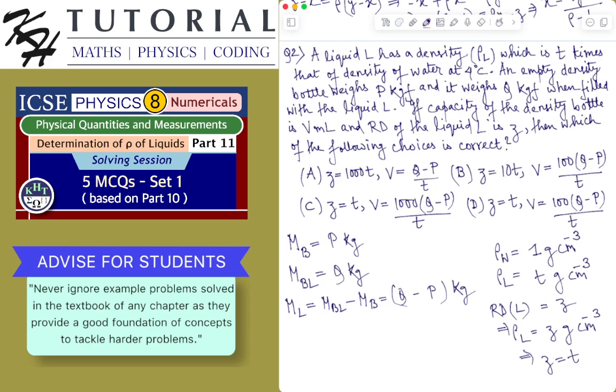If capacity of the density bottle is VML, to find the capacity, we need to know the weight of the density bottle completely filled with water at 4 degrees centigrade. Otherwise, we need to know the mass of the liquid L that is completely filling the density bottle.